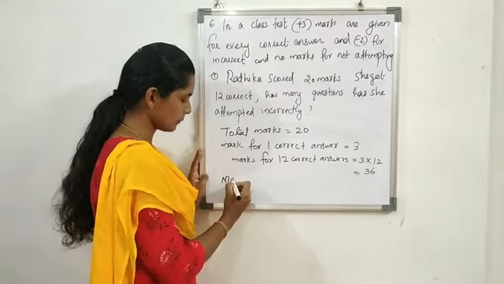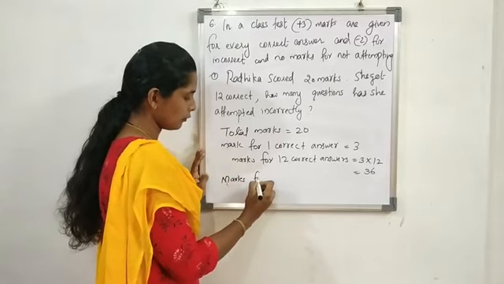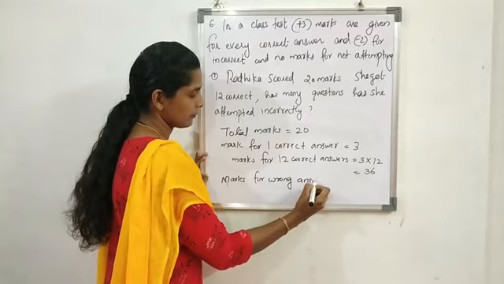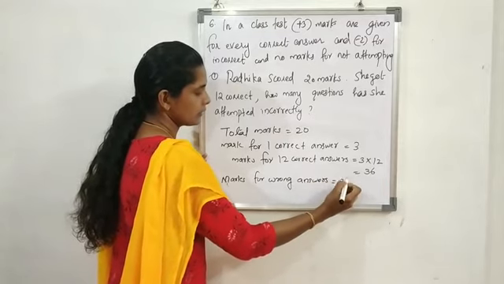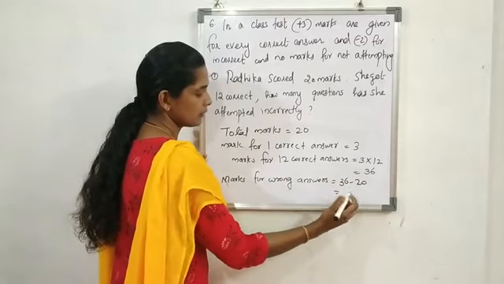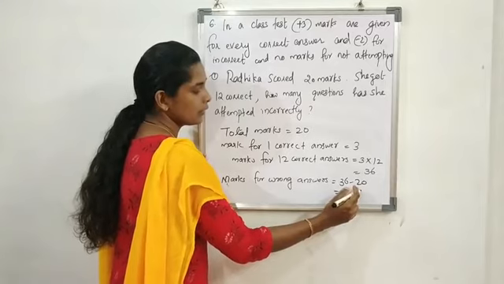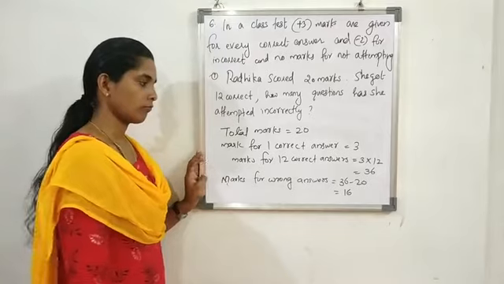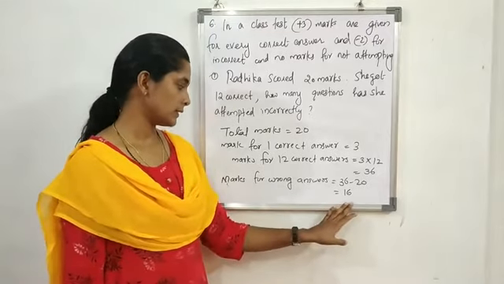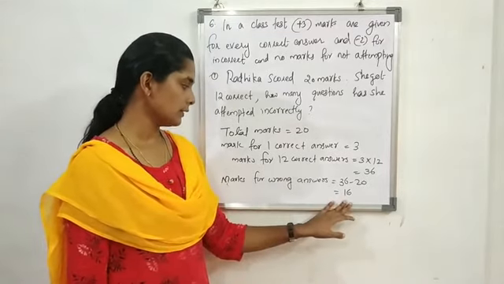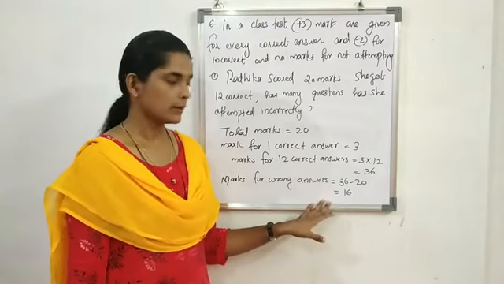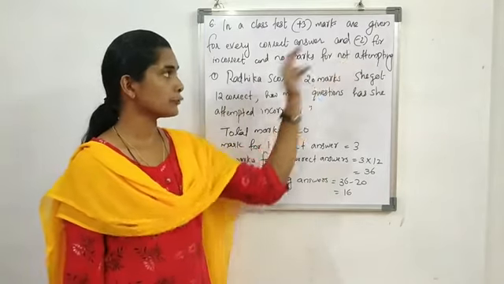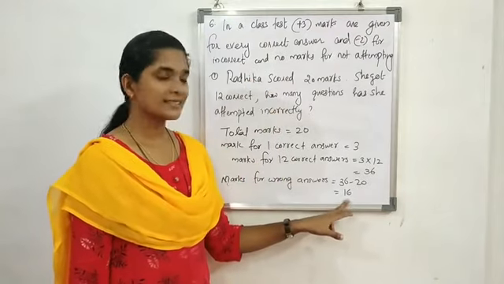First we can write marks for wrong answers: 36 minus 20. Then we will get the marks. So 36 minus 20 is 16. 16 are the marks she obtained for these wrong answers. For one wrong answer, minus 2. Then the total is 16.